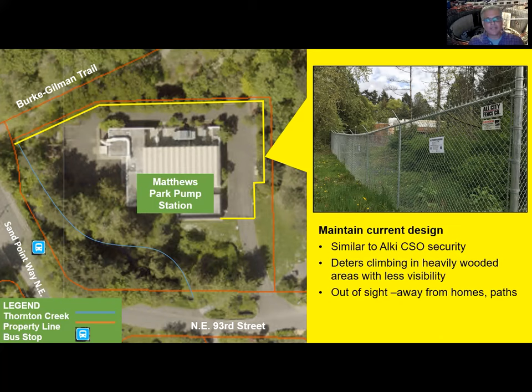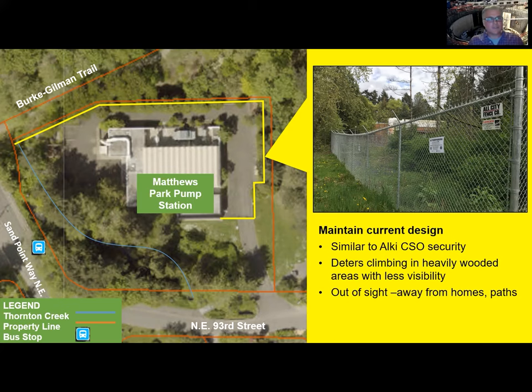This is the most aggressive fencing we would have in the entire design. And we have it in these places for a number of reasons. First of all, it's heavily wooded areas with very little visibility to other people. You can't see the back of the pump station from the trail. You obviously can't see it from the park, and you can't see it from Sandpoint Way or 93rd Street. So this is a very secluded area, which makes it more likely to be a target for folks trying to get in. Therefore, we want to make sure we beef up the security in that area.